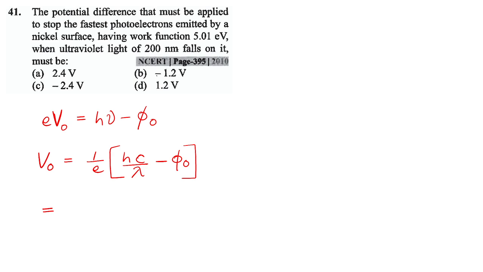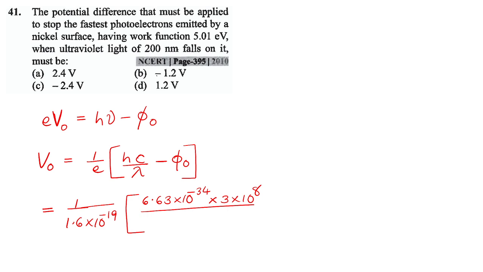Now we can substitute 1 by e into the substitution. I don't want to explain the calculation. 1 by e is 1.6 into 10 raised to minus 19, into hc. h is Planck's constant, 6.63 into 10 power minus 34 joules, times c, 3 into 10 power 8 meter per second, divided by lambda. Lambda is given in this question as 200 nanometer, and 1 nanometer is 10 power minus 9 meter, so 2 into 10 power minus 7 meter.